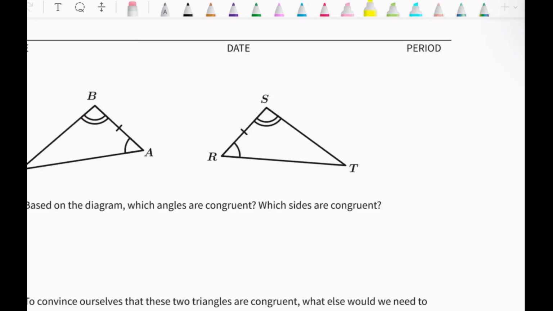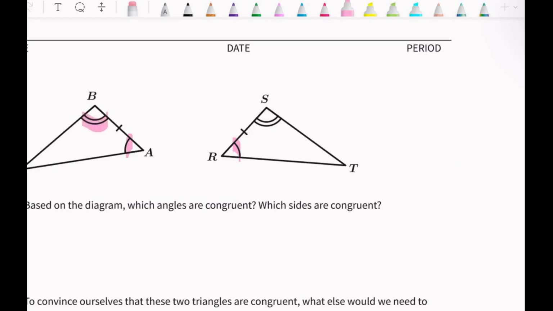Based on this diagram, which angles are congruent to which angles? Which sides are congruent to which sides? So just reminding you that this little symbol here with a little arc mark, and there's only one of them, means that it's congruent to all angles that are marked the same.